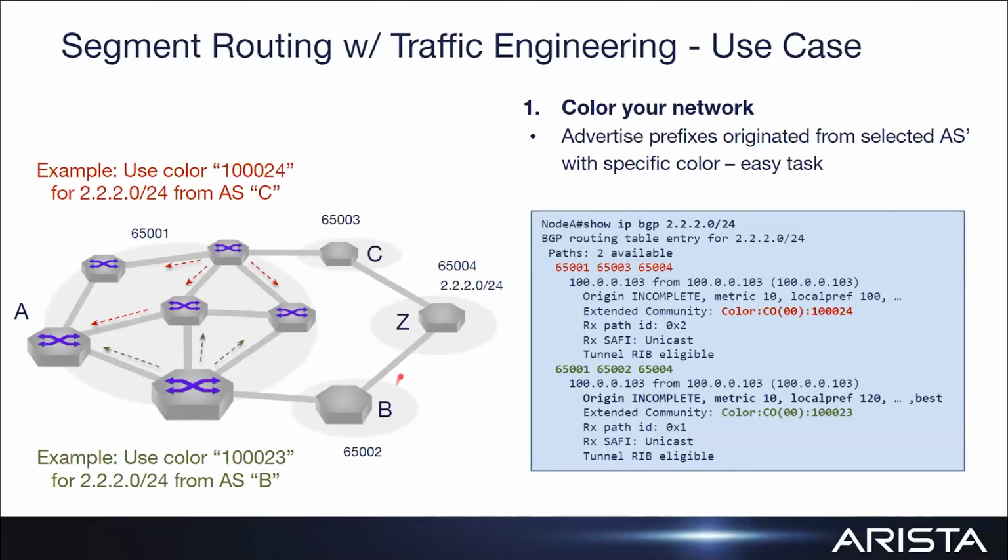When it goes through the upper C, it's the red case, it gets a color ending with 24, while going through B, it gets 23. Well, it is super simple to add an extended community. So creating such a policy on any BGP speaker is a piece of cake. Finally, as shown in the CLI output on the node A, it says the prefix 222 has two different colors.